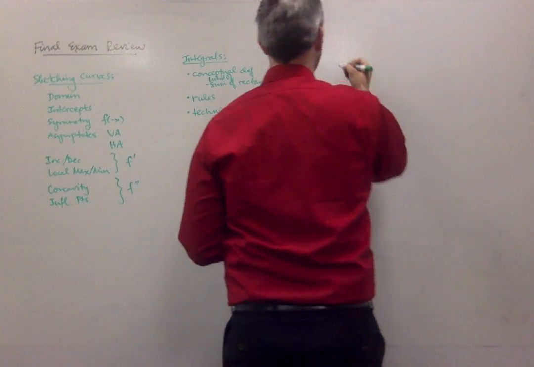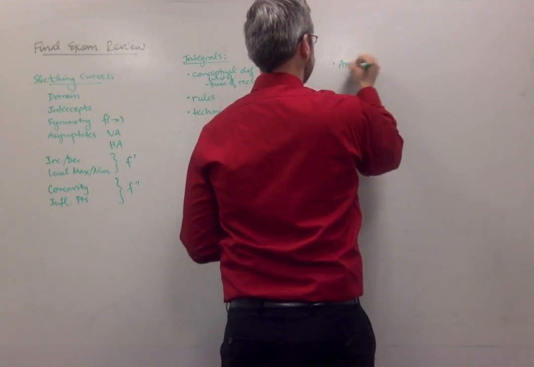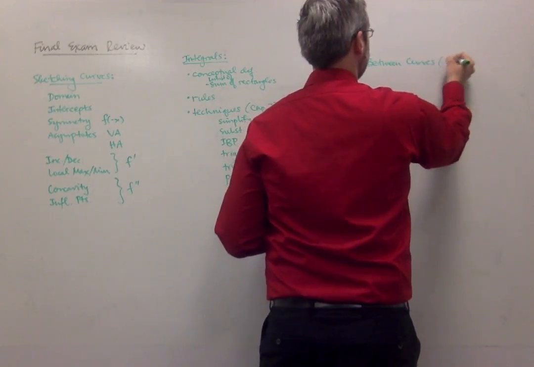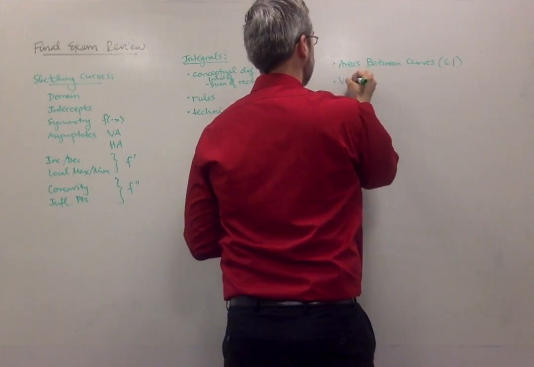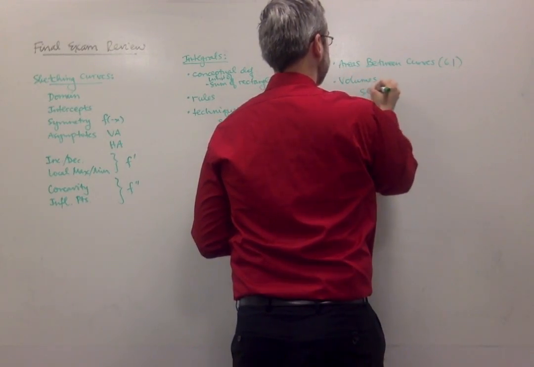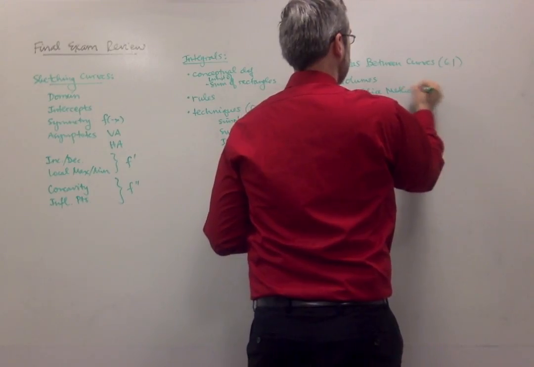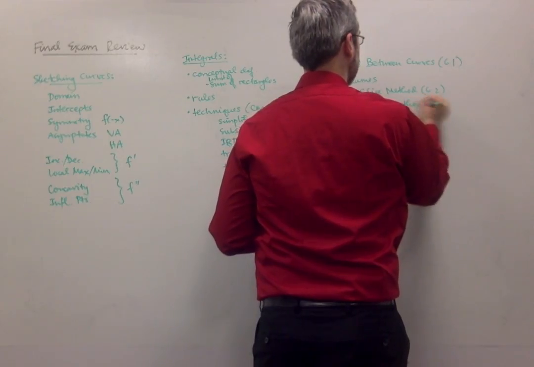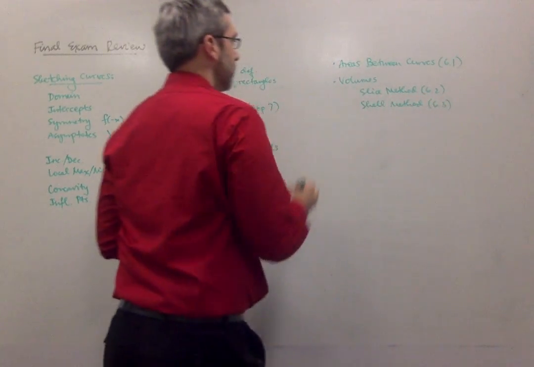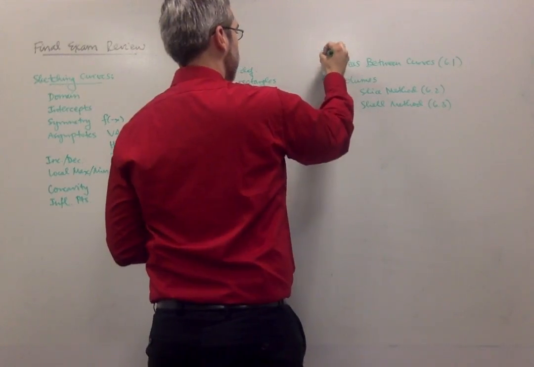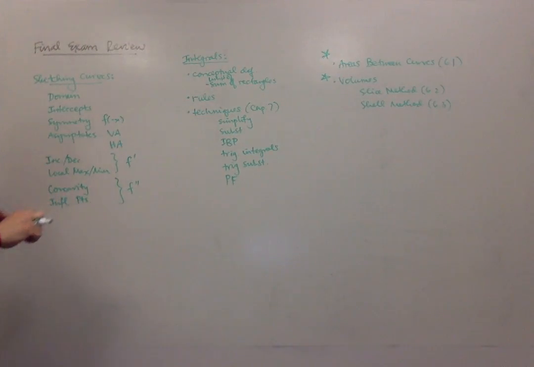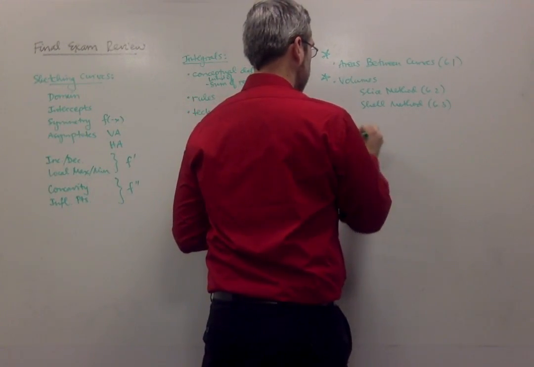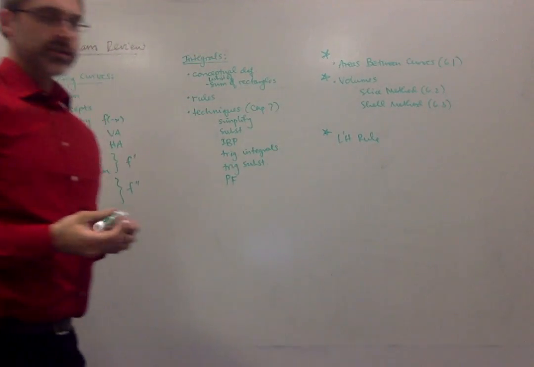All right, and then last but not least is the Chapter 6 material. So we have applications of integration which involve areas between curves. This is section 6.1. And then volumes using the slice method. That's 6.2. And the shell method, 6.3. Like I said before, there will be an emphasis on the exam on those two areas, as well as L'Hopital's rule, since that's the material that's come since our last exam.